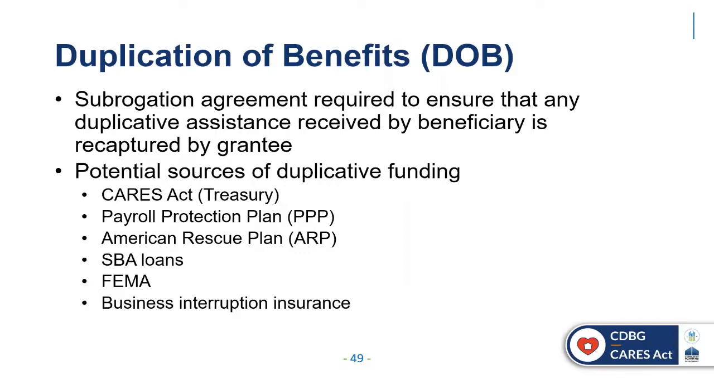any duplicative assistance received. Some potential funding sources were provided through the American Rescue Plan Act and have been discussed here previously. However, this is by no means an all-inclusive list. Next.